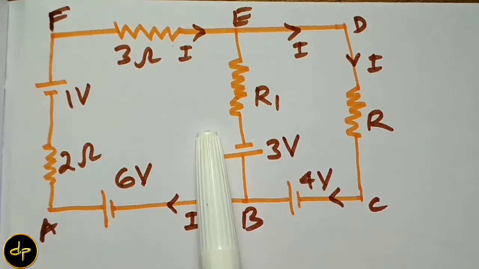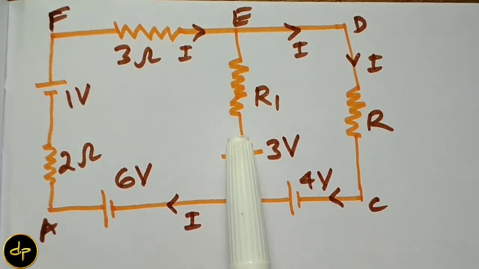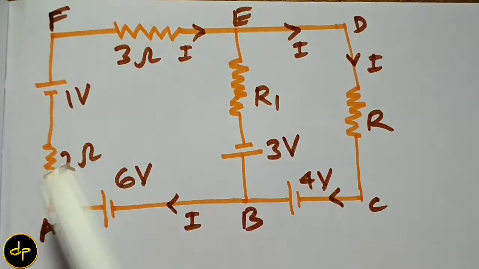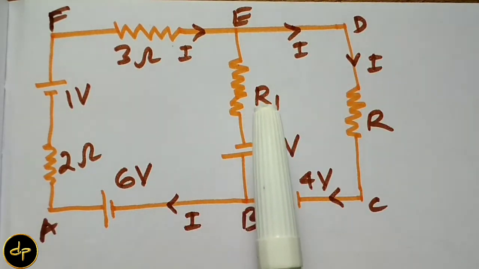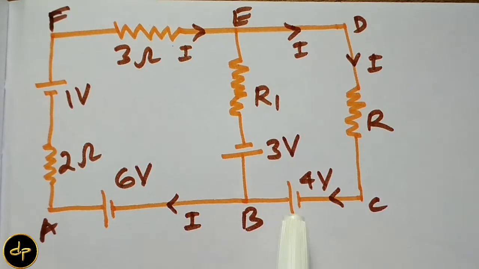We have to use Kirchhoff's rule to determine the potential difference between points A and D when no current flows in the arm BE. This is the BE arm, and there is no current in this arm. Then we have to find the potential difference between A and D.